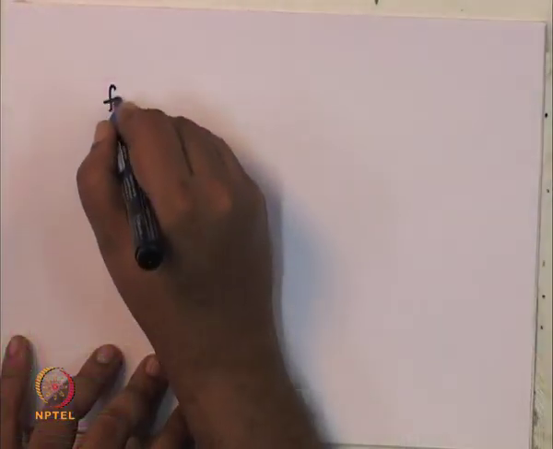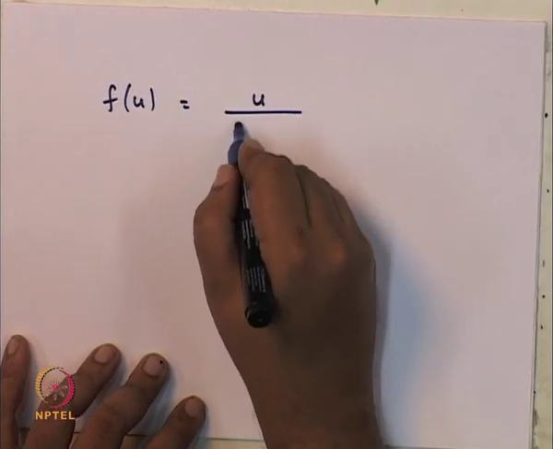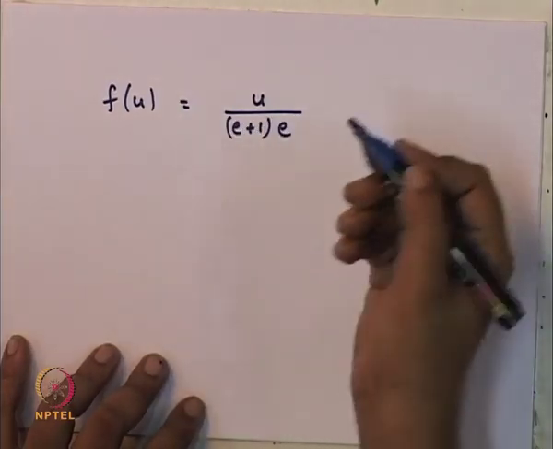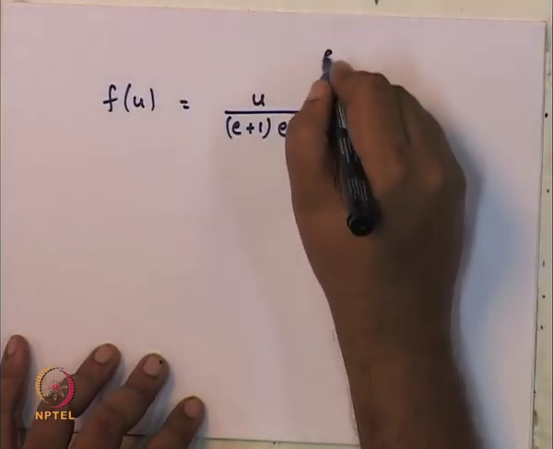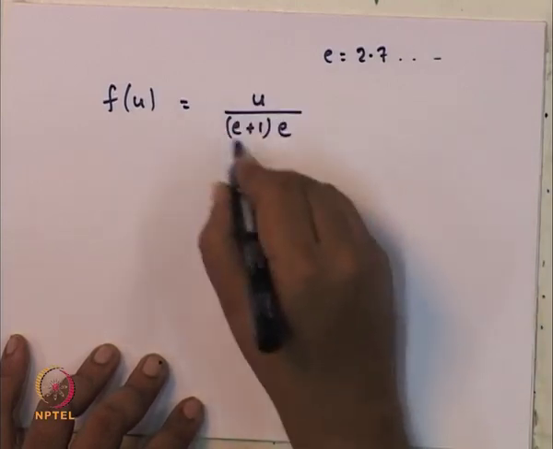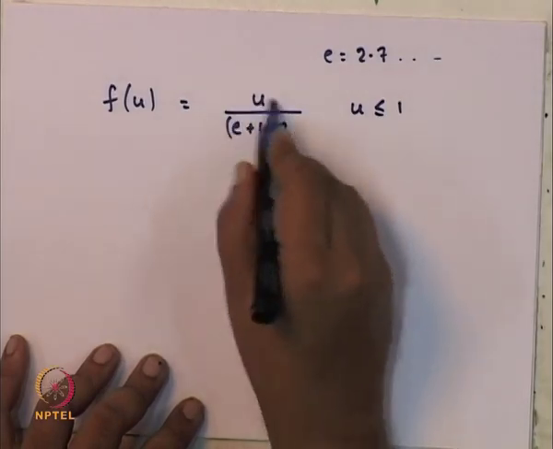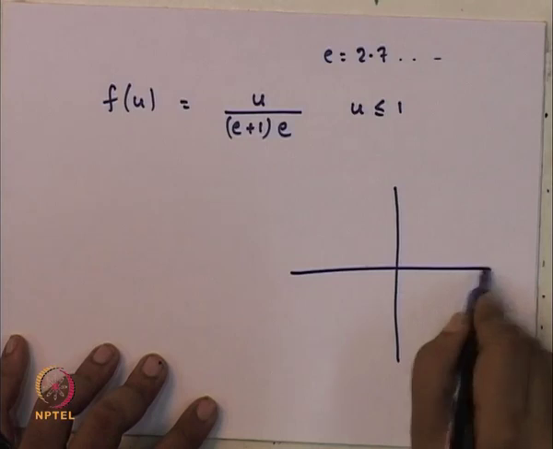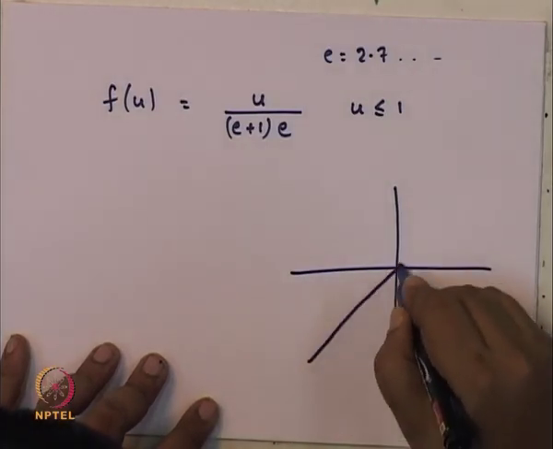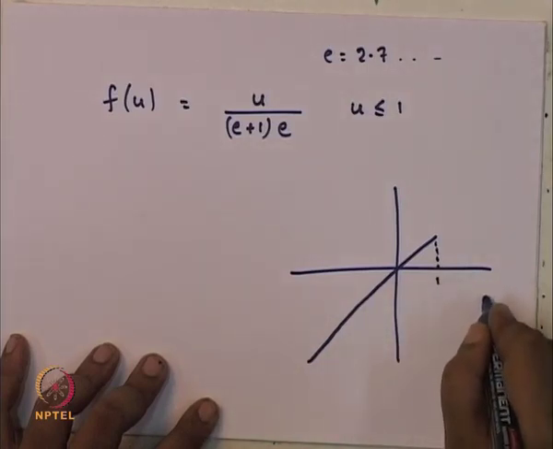Okay. So, here is the nonlinearity. The non-linearity is given by the following equation. If u is the input to the non-linearity, f(u) is given by (u/(e+1))·e. Here e of course is the number e, 2.7 something. This is the equation for f(u) for u less than or equal to 1. If you look at this, it is really linear. So if you draw the characteristics, you get a line with slope e/(e+1), and this goes right up to 1. This being the input u.